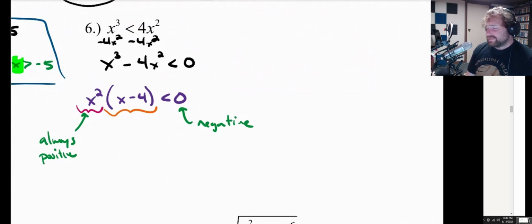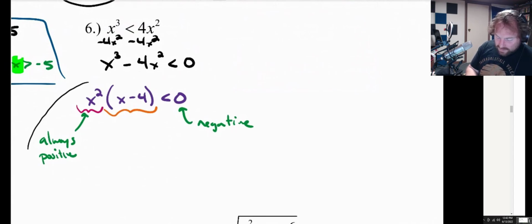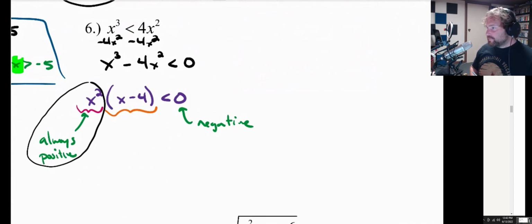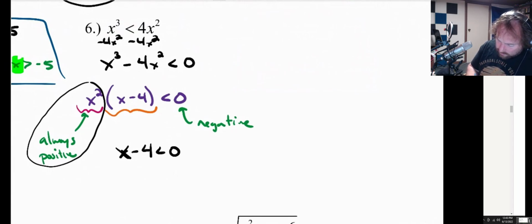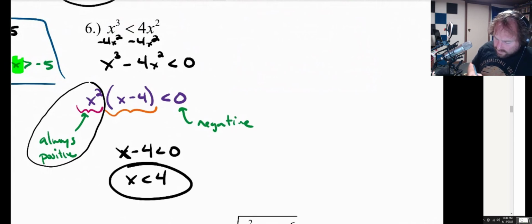So that means that in order to have a negative number, we need x minus 4 to be less than 0. By explaining this piece over here, we can just ignore x squared for a minute, because x squared is always positive, and we need a negative answer. So what do you multiply a positive number by to get a negative answer? Well, you need a negative number. So this becomes the problem x minus 4 is less than 0, because we need that to be less than 0. And that happens when x is less than 4. And that would appear to be the answer that we're looking for.